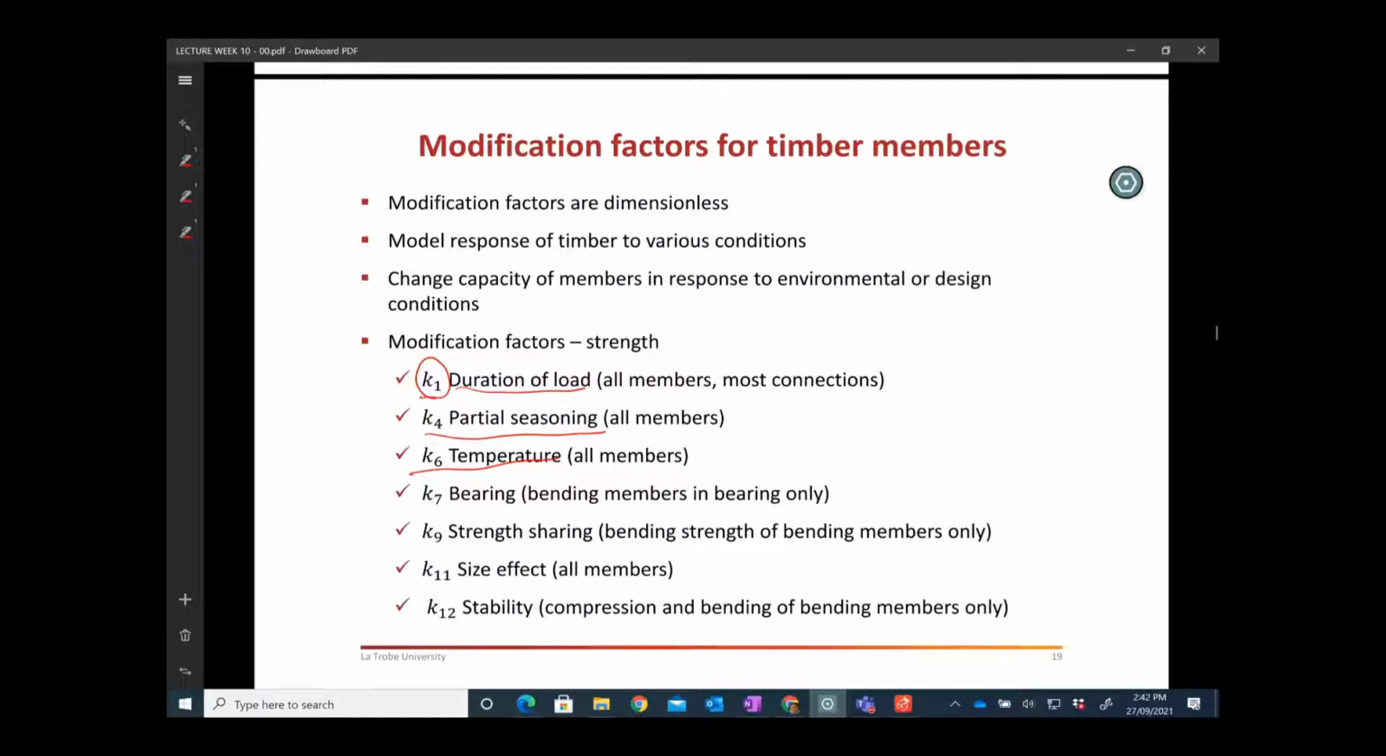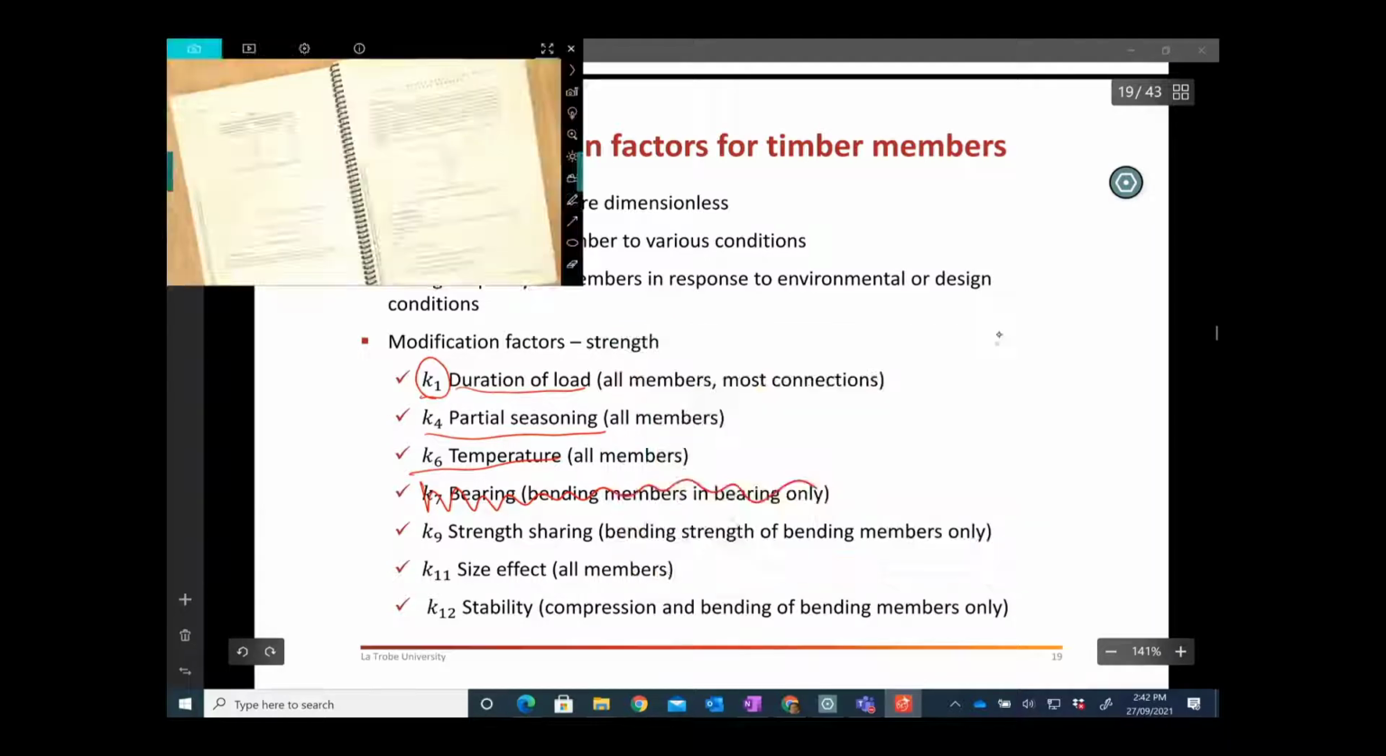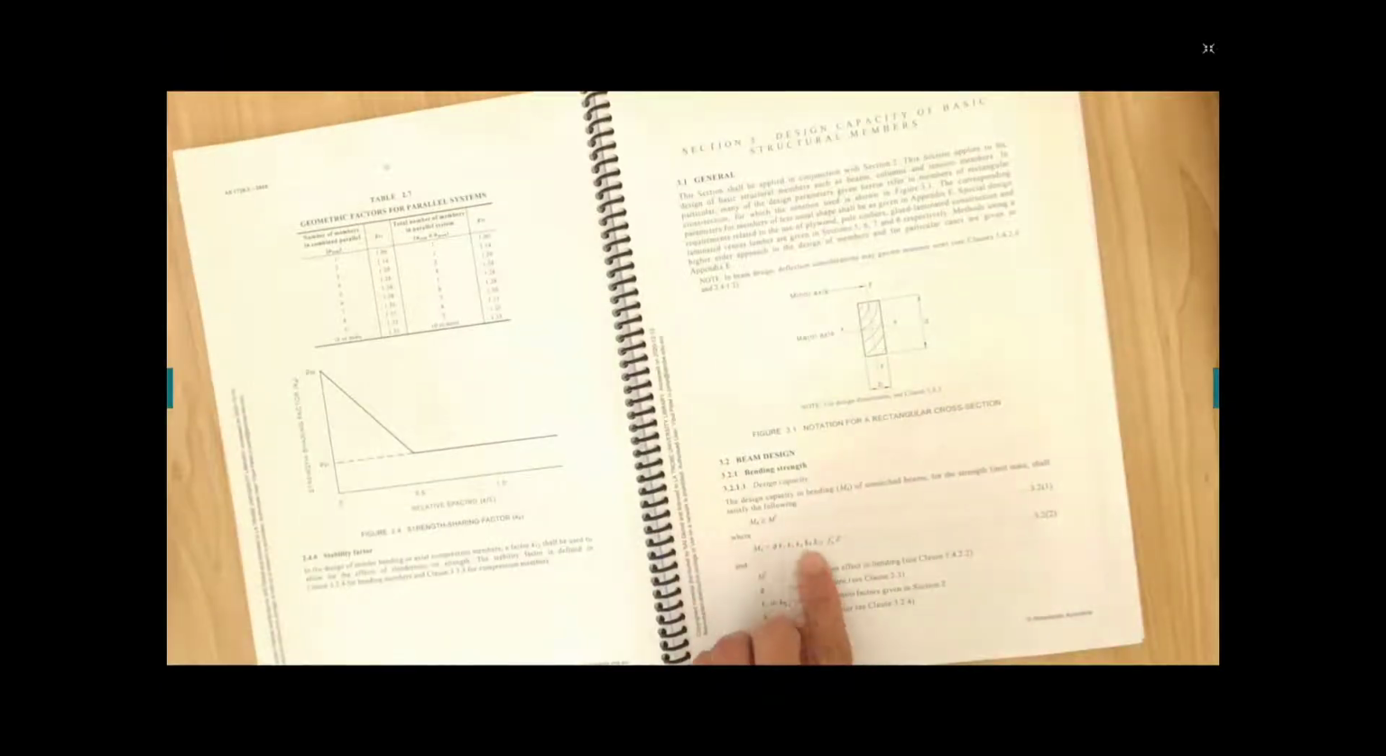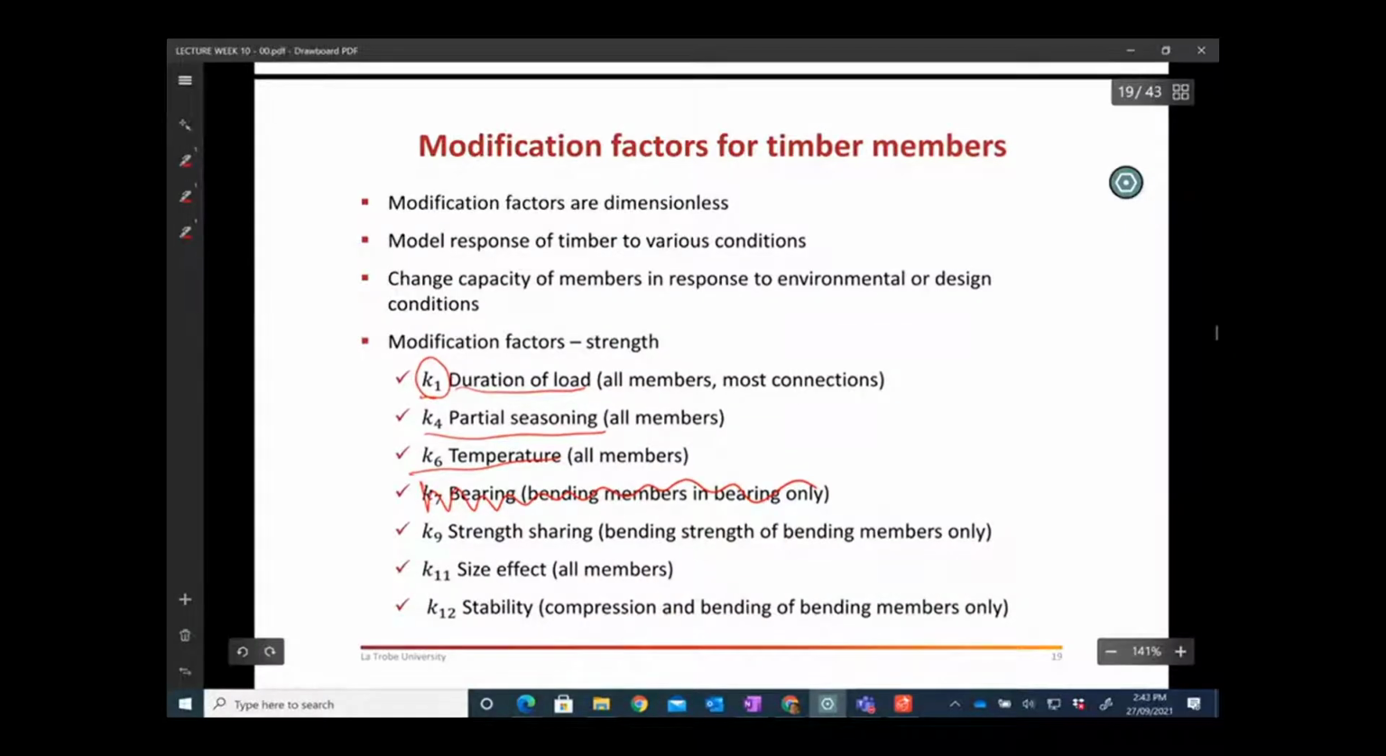K7, I think K7, no, we don't have K7, sorry. There is no K7, probably this is from the old standards. So K1, K4, K6, K9, and K12. Just don't worry about K7.